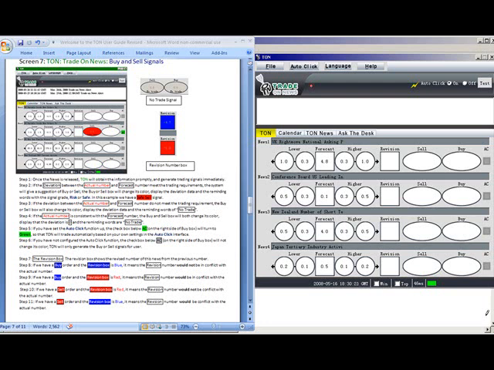Welcome to the TON Trade on News User Guide, Screen 7. How to understand TON software buy and sell signals.